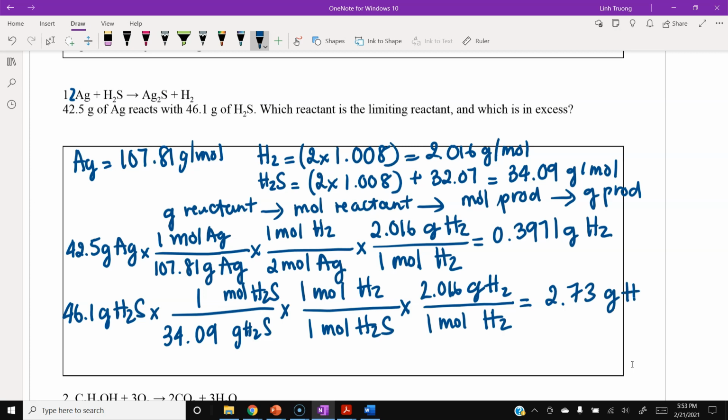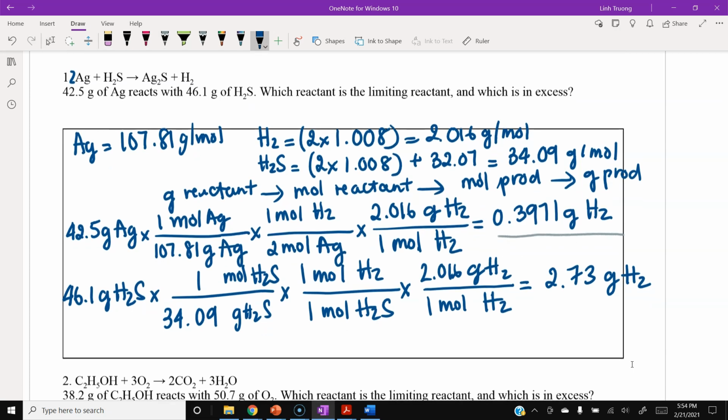That's the answer: 0.73 gram from hydrogen sulfide. Now taking a look at which one is our smaller number, I can see that this is my smaller number, so the reactant that produces the smaller amount of product is my limiting reactant, and the reactant that produces the bigger amount of product is our excess reactant. So in this case, our limiting reactant is silver, and our excess reactant is hydrogen sulfide.